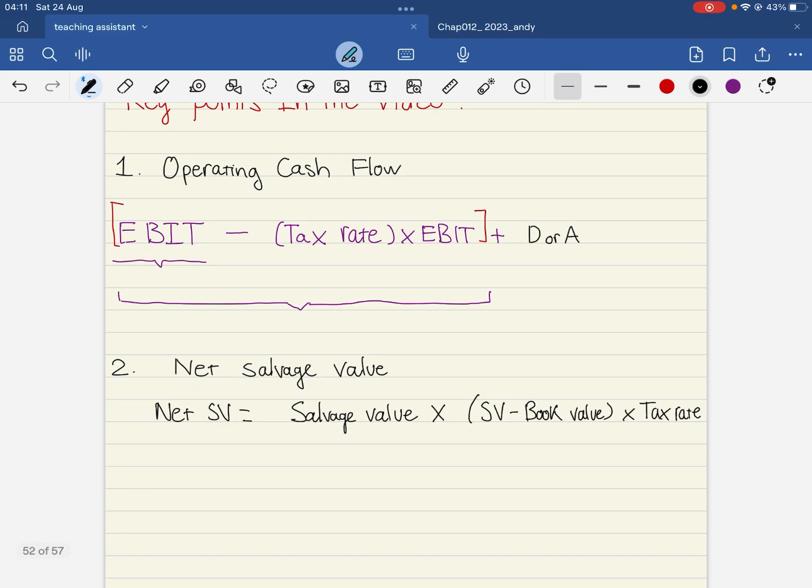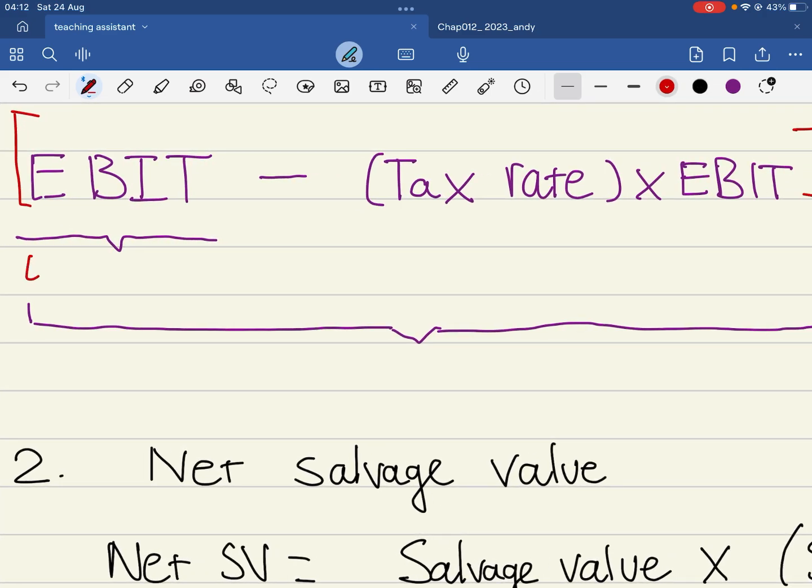Firstly is operating cash flow. The formula to calculate operating cash flow is EBIT minus the tax rate times the EBIT, and then plus the depreciation or amortization. What is EBIT? EBIT stands for earnings before interest and tax.